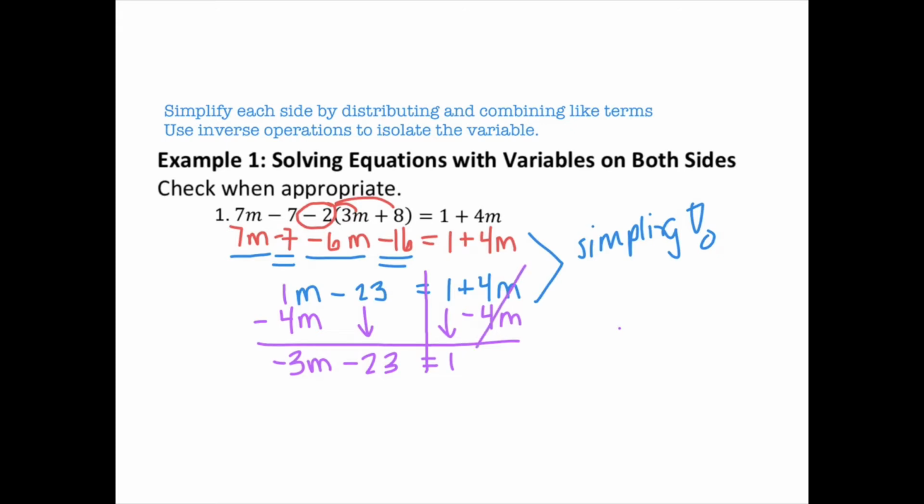At this point, we should now have a two-step equation that looks very similar to what you were solving in the last lesson. I have one variable, it's on the left-hand side. I'm going to add 23 and divide by negative 3.